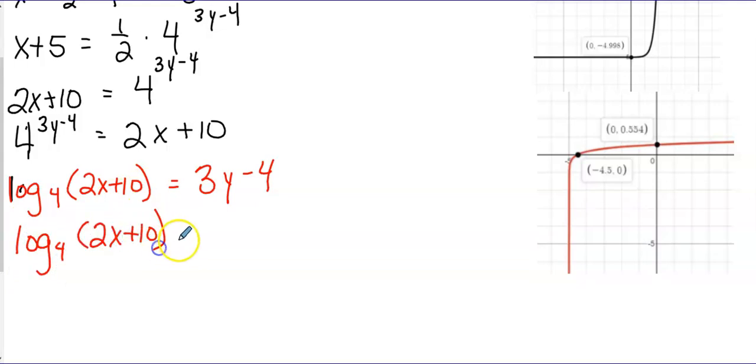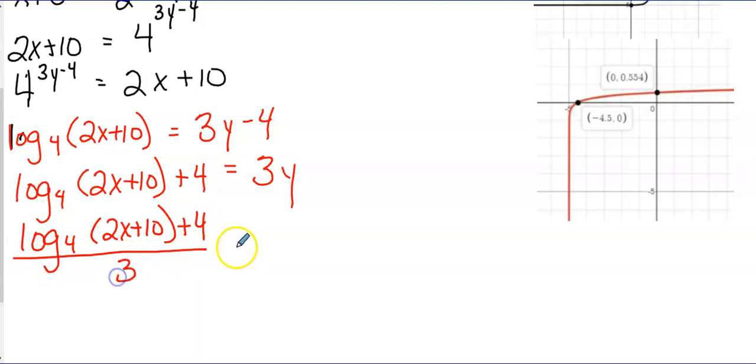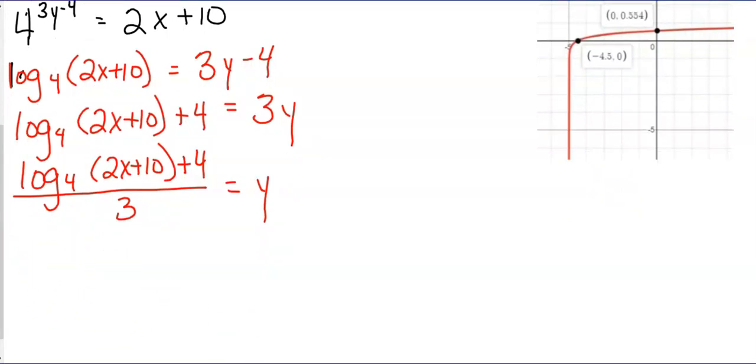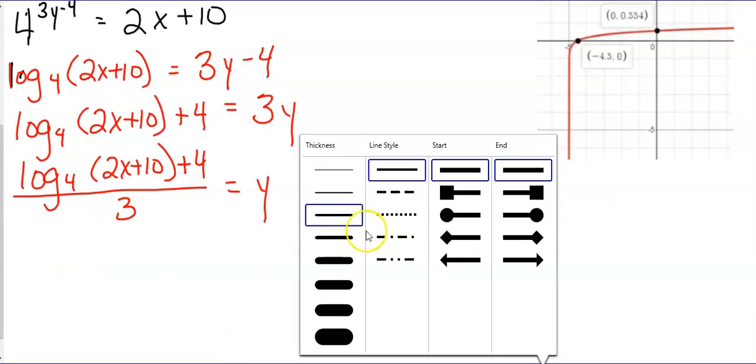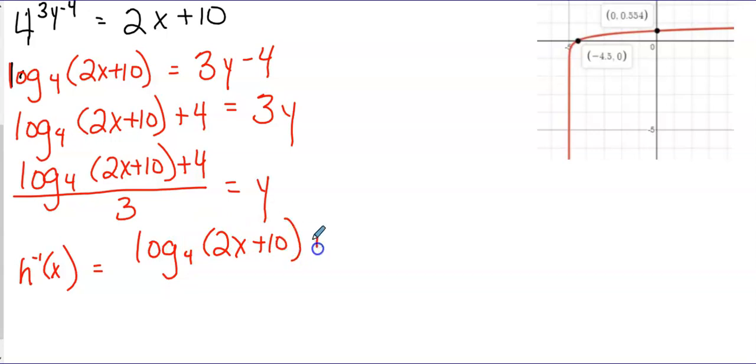And you might already realize that I'm not only going to add 4, I'm going to divide by 3 as well. I'll go ahead and rewrite it one time like this, and then we might start skipping a couple steps. So next I need to divide by 3. And then lastly, I will rewrite this as the inverse of h, and this is the inverse function.